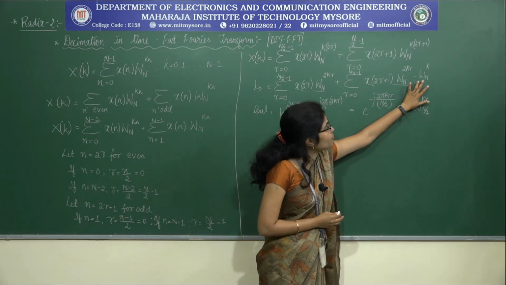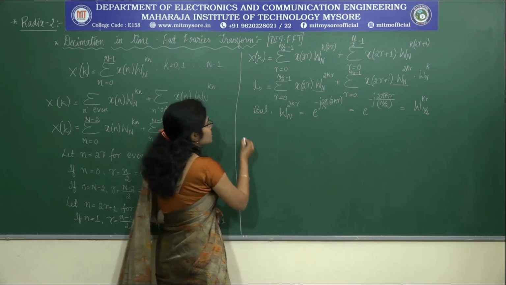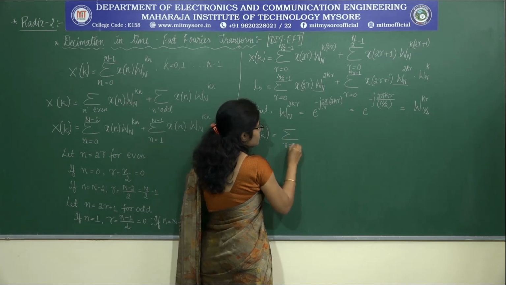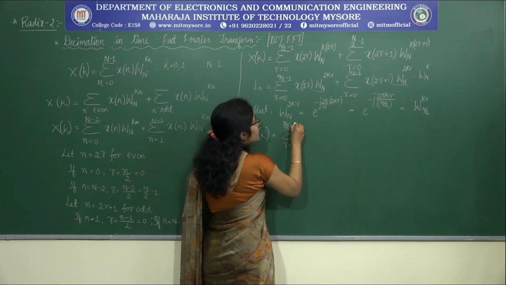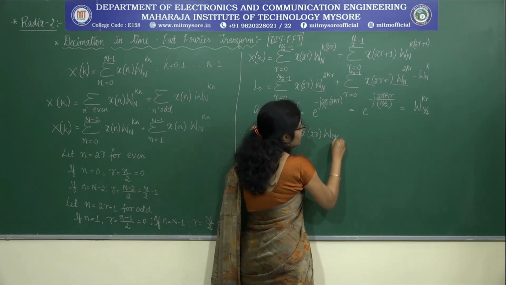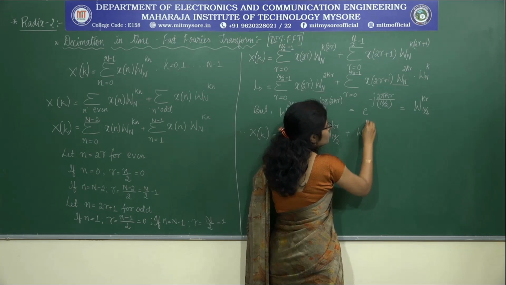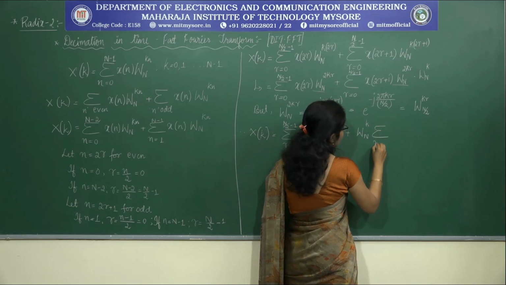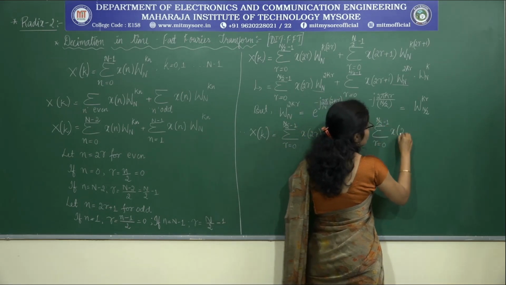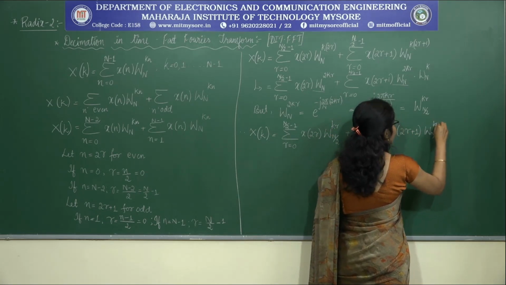And since this twiddle factor term is not at all varying with respect to r, let us move it outside the summation. Therefore, X of k will be equal to summation r ranges from 0 to N by 2 minus 1 x of 2r into omega N by 2 to the power of kr plus omega N to the power of k into summation r ranges from 0 to N by 2 minus 1 x of 2r plus 1 into omega N by 2 to the power of kr.